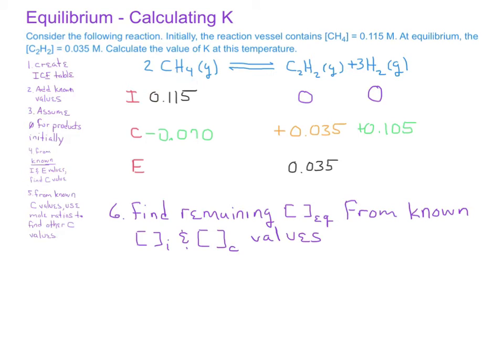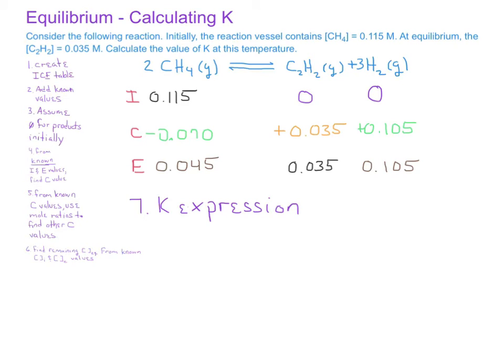Now that we have initial and change values for the CH4 and the H2, we can use those remaining initial and change values to calculate the equilibrium values for the CH4 and the hydrogen. For the methane, 0.115 minus 0.070 gives us an equilibrium concentration of 0.045 molar for the methane. For the hydrogen, since it's a product, the initial concentration of 0 plus a change of 0.105 tells us that at equilibrium we have a concentration of 0.105 molar for the hydrogen.